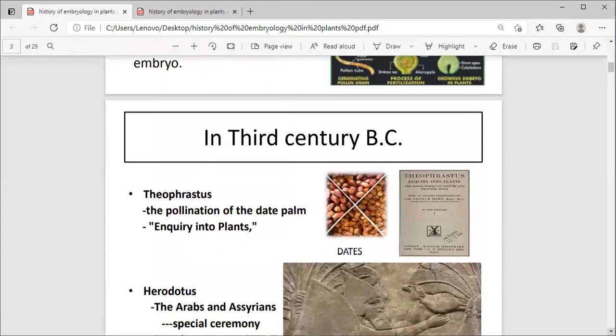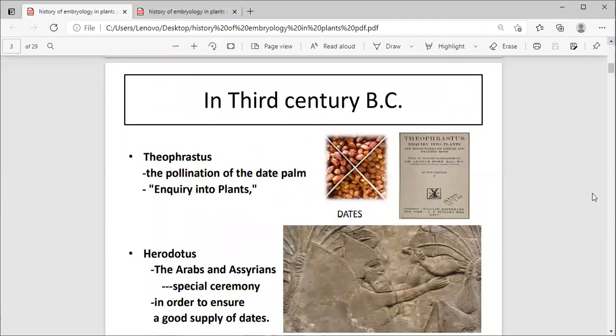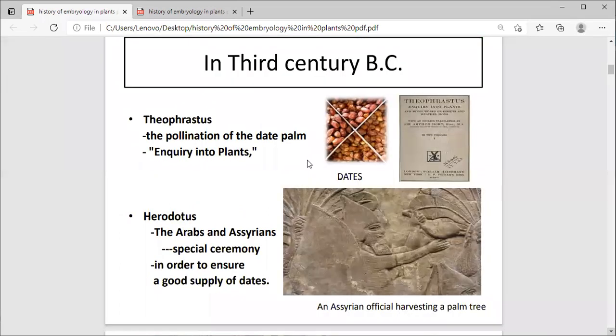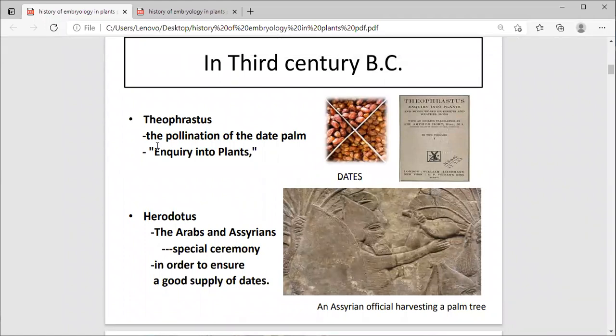Then we see the history. In this lecture we cover the history of embryology. It started from the 3rd century BC in the Egyptian century. This is Theophrastus' inquiry into plants. Theophrastus spoke about the pollination of the date plant, in his inquiry into plants. So this is the first observation put out by the scientist Theophrastus.